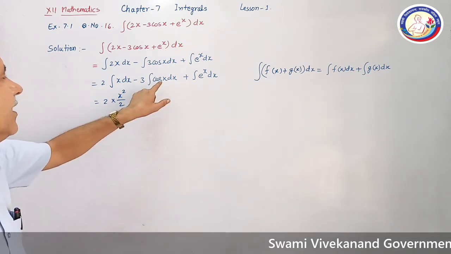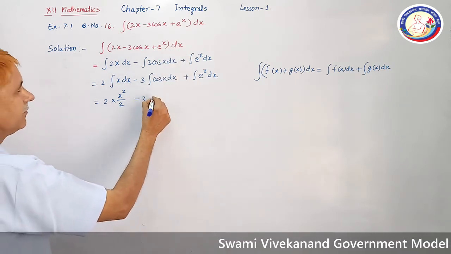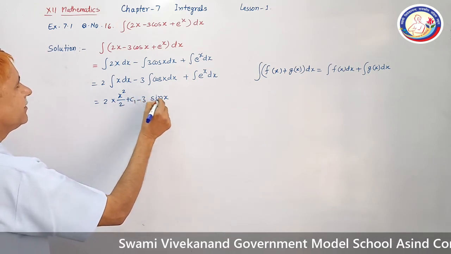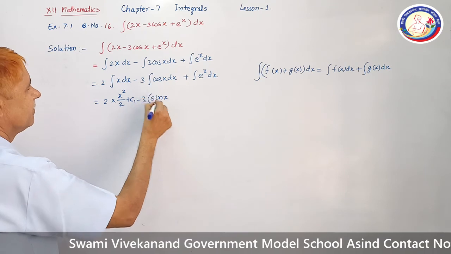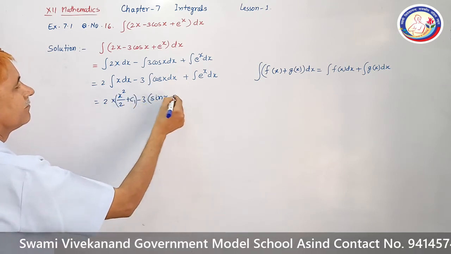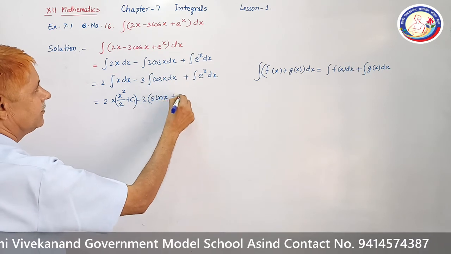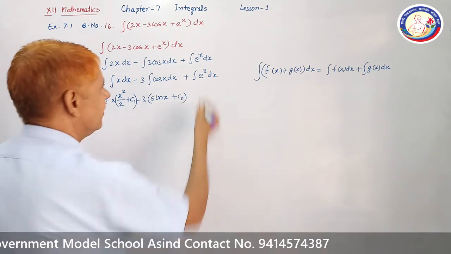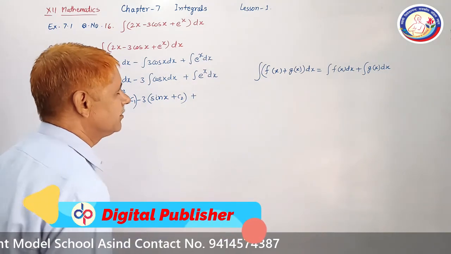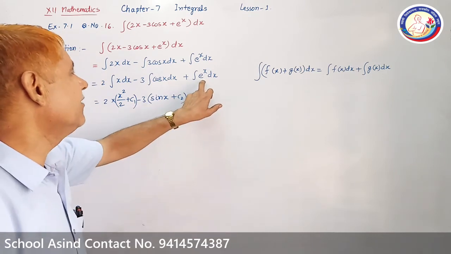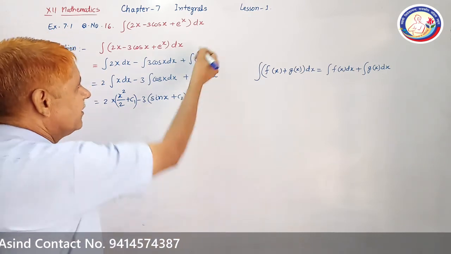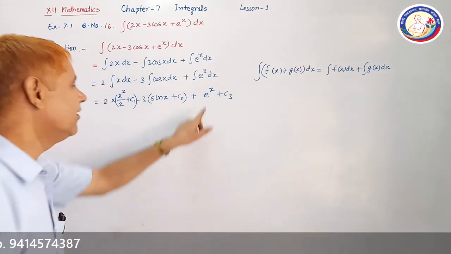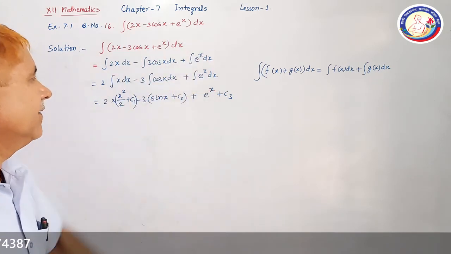Which is the function for which the derivative is cos x? It is sin x. And plus c1 is here, minus 3 sin x plus c2. The integration of cos x is sin x and the constant of integration is c2. Then the function for which the derivative is e raised to power x, it means the integration of e raised to power x is e raised to power x plus c3, because the derivative of e raised to power x is e raised to power x again.